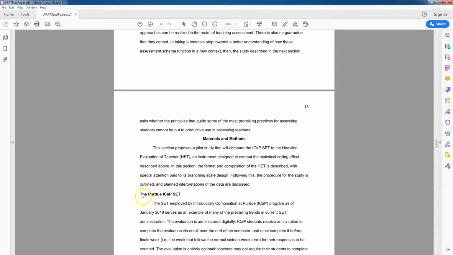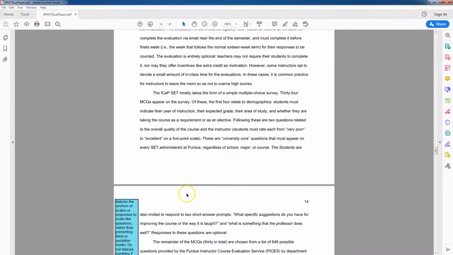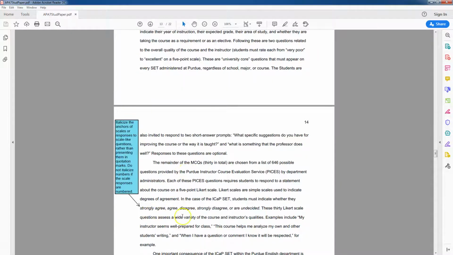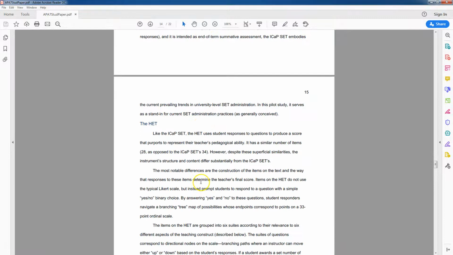All right, so level 1 heading is bold and each word is capitalized. Level 2, each of the major words are capitalized, and it's left justified and bold. Here you notice these are in italics. Italicize the anchors of scales and responses to scale-like questions rather than presenting them in quotation marks. Do not italicize numbers if the scale responses are numbers. Use this in context, of course.